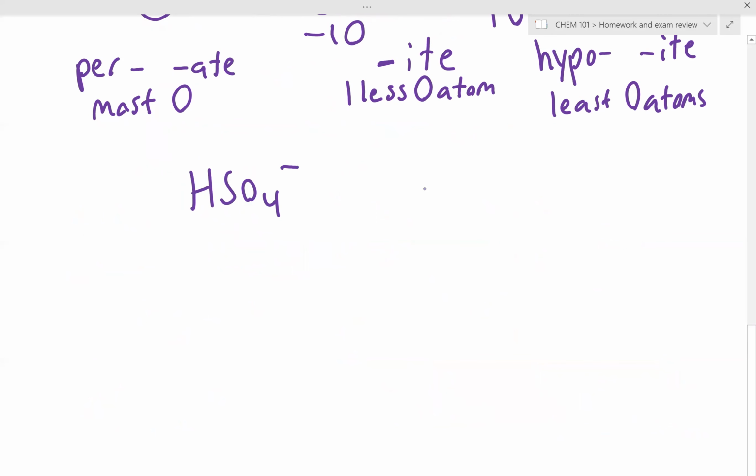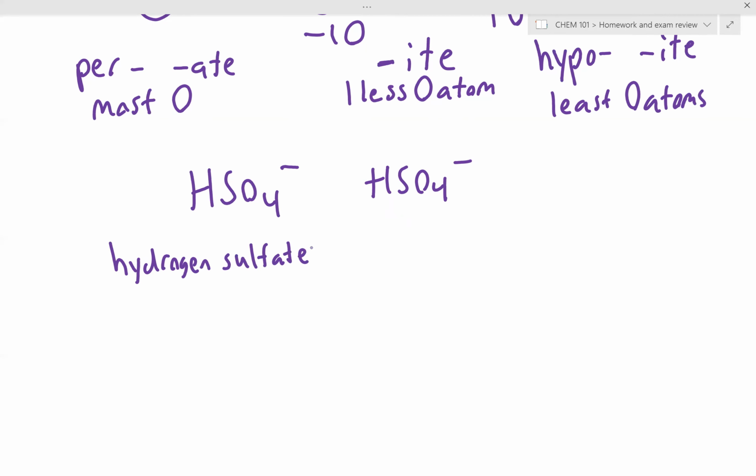HSO4 minus, there are 2 possible names for HSO4 minus. The first of which is hydrogen sulfate. So this is your typical polyatomic ion naming convention for hydrogen-containing polyatomic ions. Historically, also, there are colloquial names. So if there's 1 hydrogen associated with a polyatomic ion, it's typically called bisulfate, where we have the bi prefix in place. Don't worry too much about the colloquial naming rules. It's better just to focus on IUPAC.